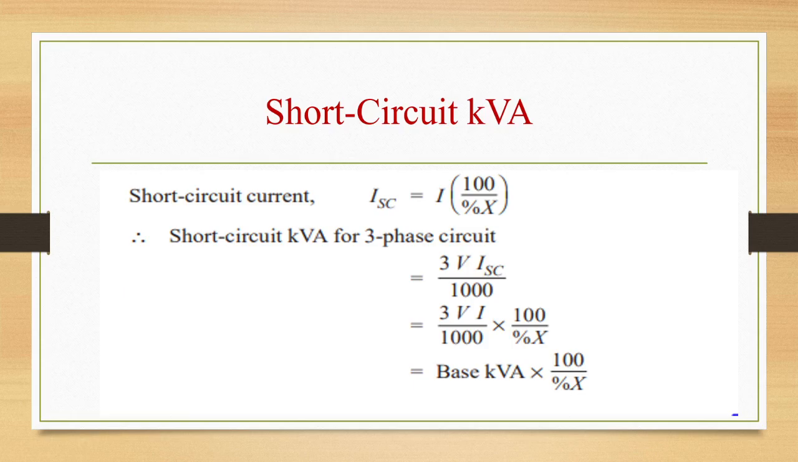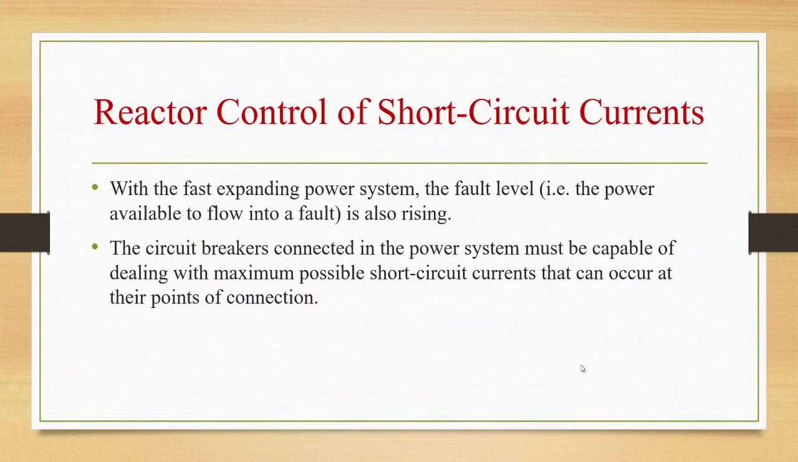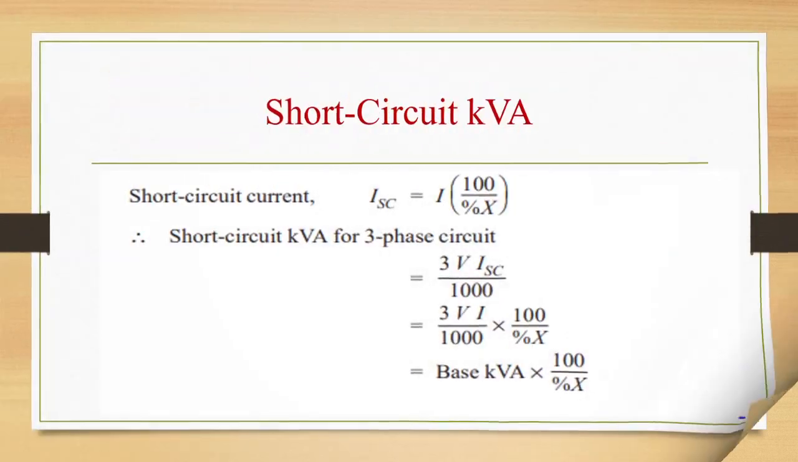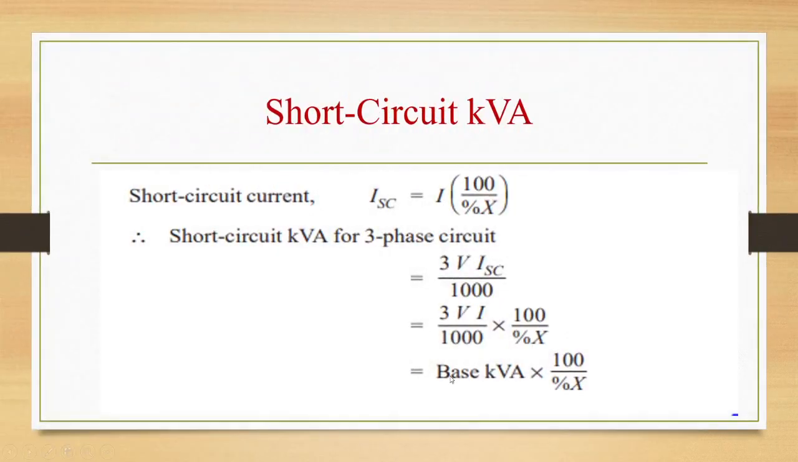Therefore, short circuit kVA for a three-phase circuit is equal to 3V ISC by 1000, that is 3VI by 1000 into 100 by percentage X, which is base kVA into 100 by percentage X. That is, short circuit kVA is obtained by multiplying base kVA by 100 by percentage X. So, short circuit kVA will be equal to what? Base kVA into 100 by percentage X.